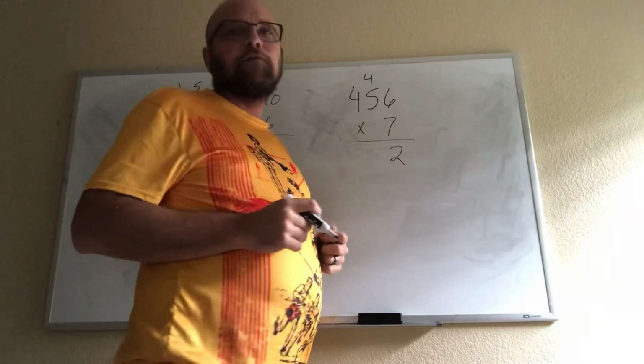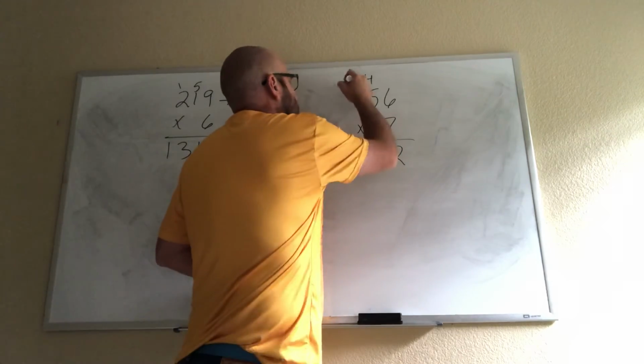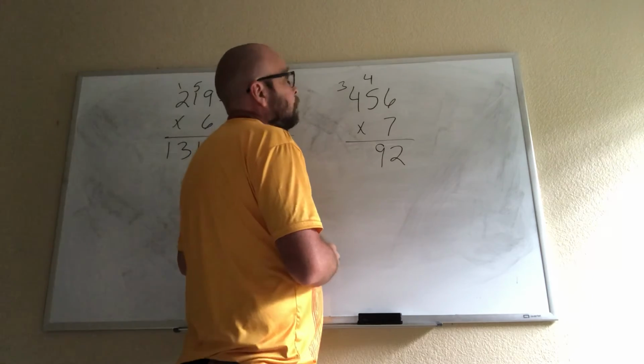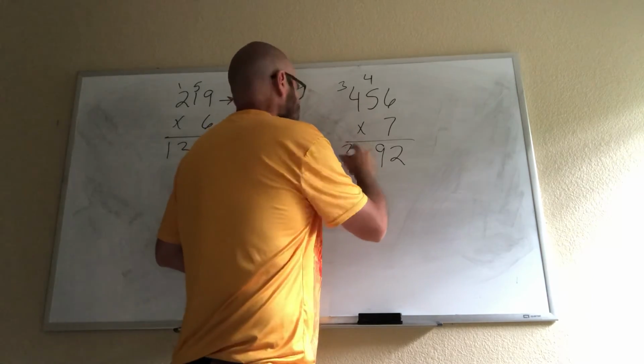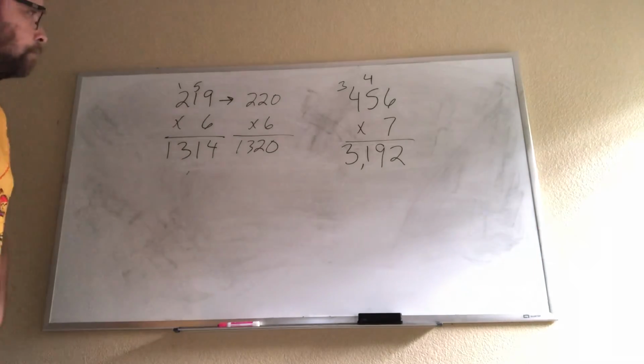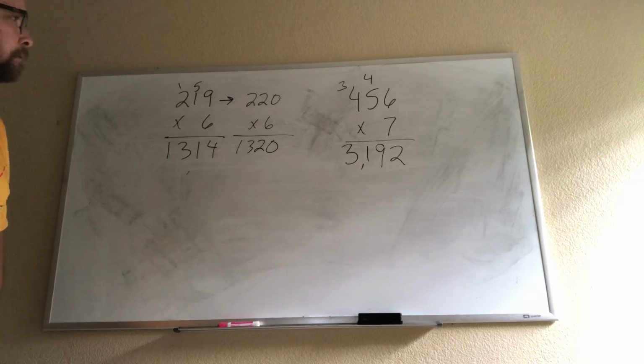7 times 5 is 35, plus 4 is 39. 7 times 4 is 28, plus 3 is 31. So 3,192.